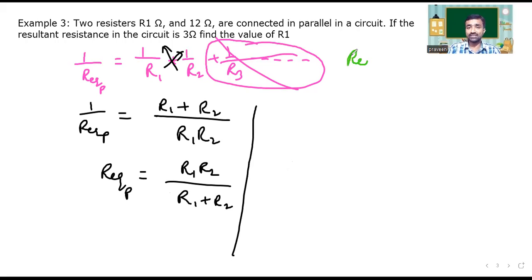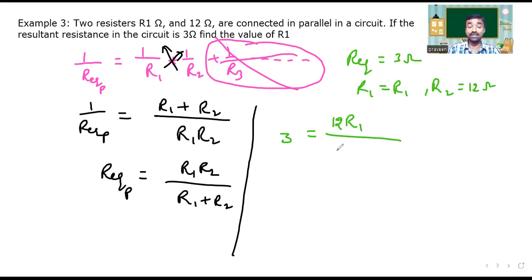R equivalent is given, that is 3 ohms. R1 is R1 only. R2 is given as 12 ohms. Then substitute: R equivalent, given as 3 ohms, equals R1 into R2, that is 12 R1 by R1 plus 12. Then take the cross product.